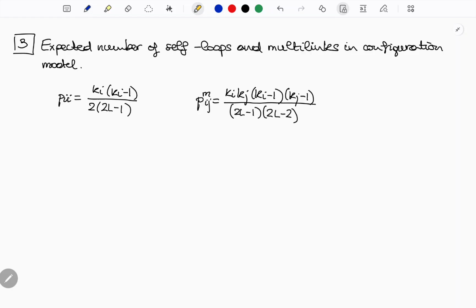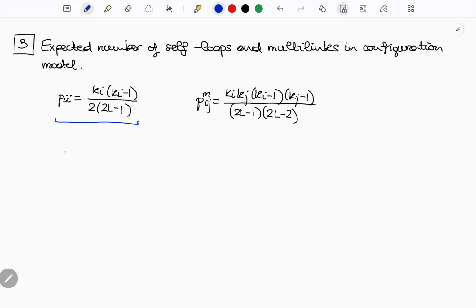Okay, so remember that this is the probability of a self-loop, of a node with degree ki of having a self-loop, and this is the probability of multiple links between nodes in the network. So first of all, I'm going to calculate the expected number of self-loops, which is just the addition for every node in the network of this probability.